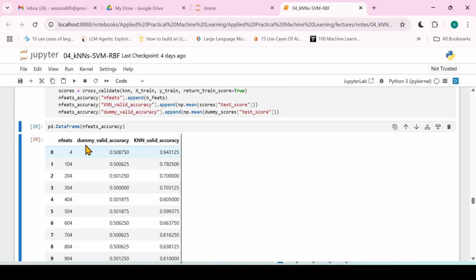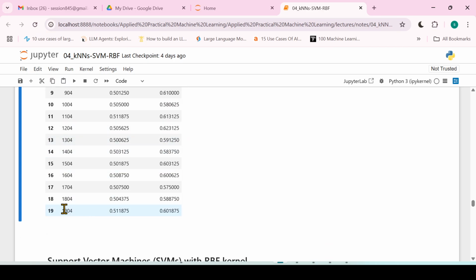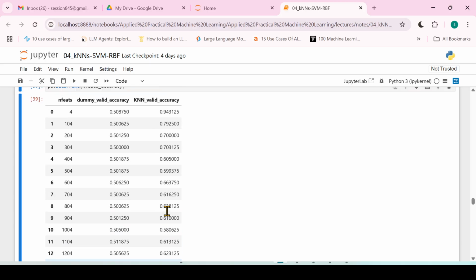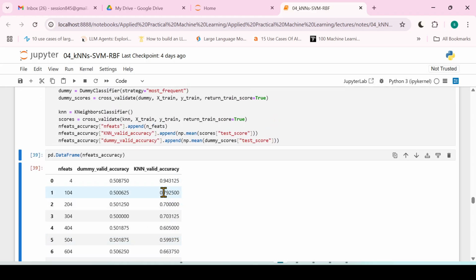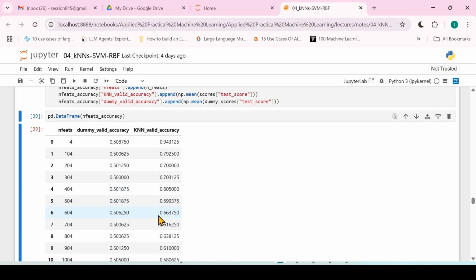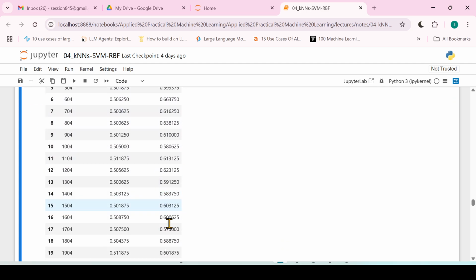We can see that with n feature 4, the dummy classifier value was 50% and the KNN was giving 94%. And here you can see that with the number of features at 1900, the dummy classifier accuracy is 51% and the KNN accuracy is 60%, which is very similar to the dummy classifier, right? So what is the moral of the story? As the number of features increased, our KNN model has started decreasing in accuracy. Here we can see 94, 79, 70, 70, 60, 59, 66, again 58.